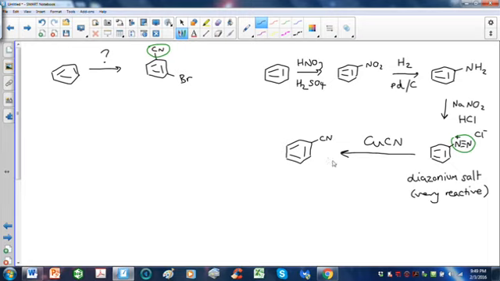So how would we use this reaction to make this product? Well, again, we just want to look at our directors. Bromine we know is an ortho-para-director. Cyanide, well, what's cyanide? If you think about it, cyanide is C triple bond N.